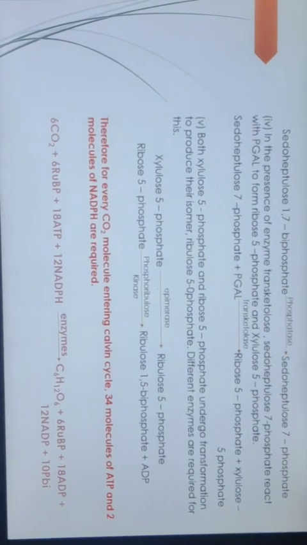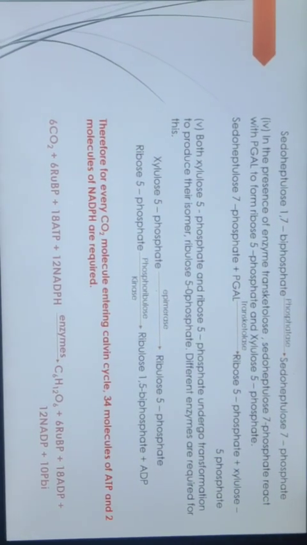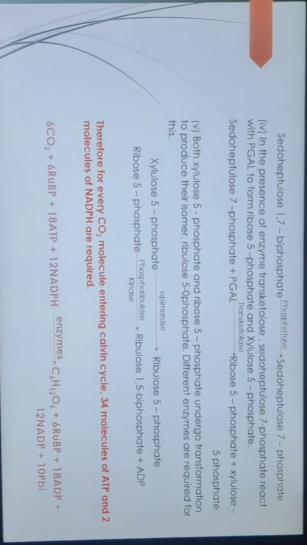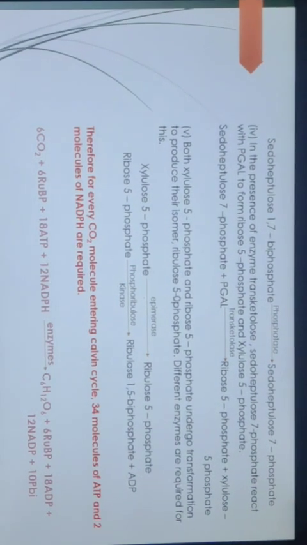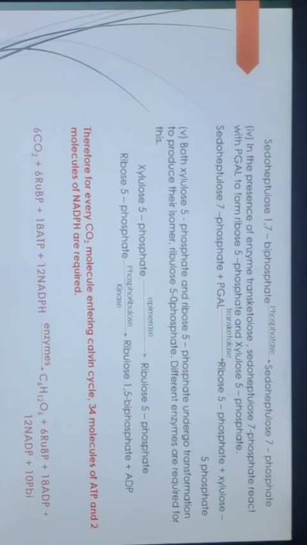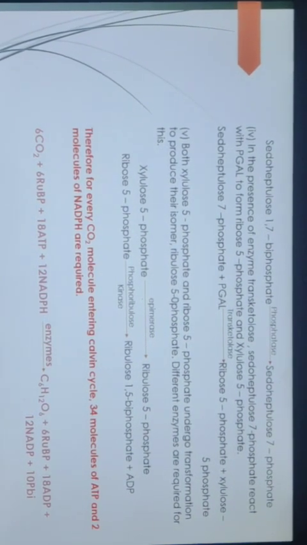Now the next step is that both xylulose 5-phosphate and ribose 5-phosphate, which are formed in the above steps, undergo transformation, that is they change their isomers to form ribulose 5-phosphate. Now different enzymes are required for this. You should know the name of the enzyme. Now the xylulose 5-phosphate, in the presence of enzyme epimerase, the name of the enzyme is epimerase, forms ribulose 5-phosphate.